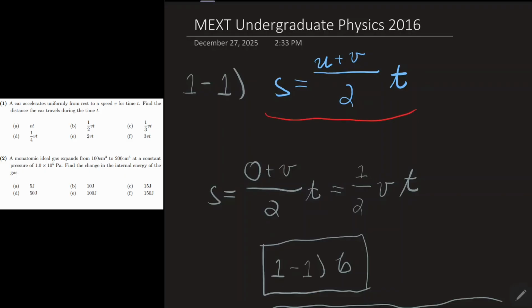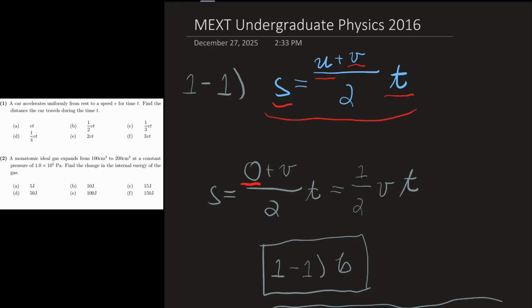I learned these as the so-called Suvat equations. So here, s is the displacement, u is the initial speed, v is the final speed, and t is the change in time. So now we can just plug in the values from the question. It says that the car accelerates uniformly from rest, meaning it isn't moving at the start, so the initial speed u is just equal to 0. The final speed is given as v in the question, and also it says that the time taken is t.